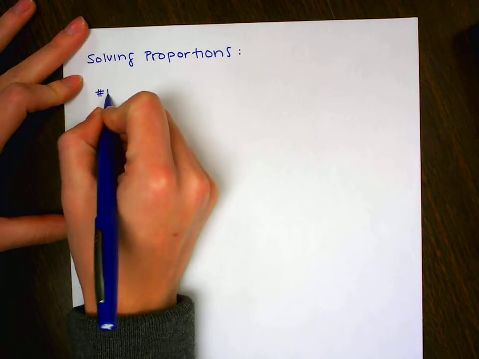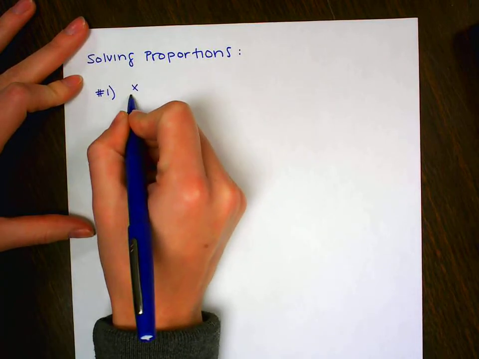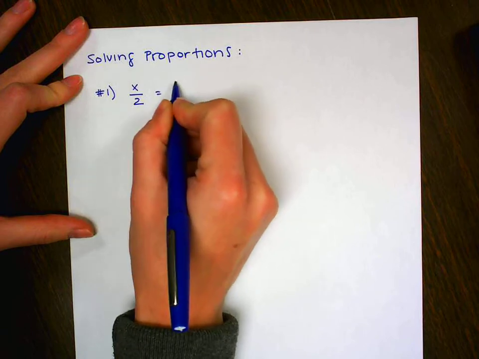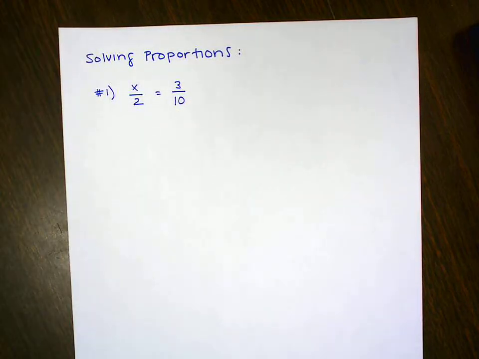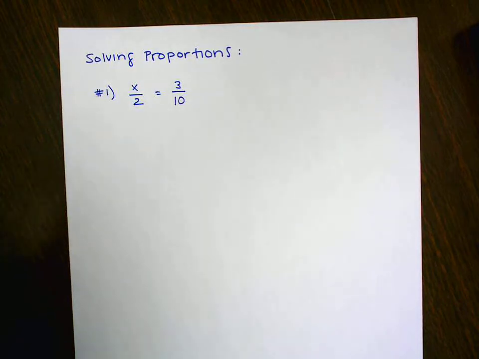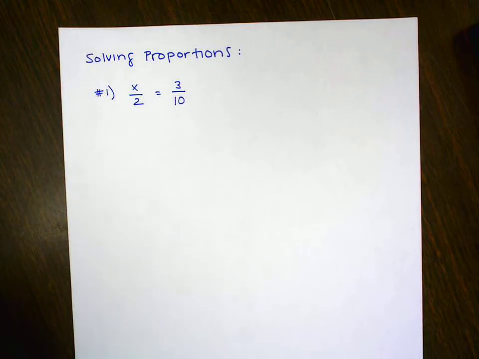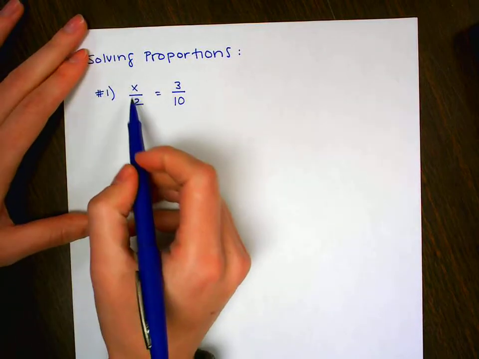And this isn't number 1 from your packet, but this is just an example that we're going to use right now to just review what a proportion is. Okay, so this is saying that x over 2 has to equal 3 over 10. So we want to figure out what the value of x is. Now, in the past, if we wanted to get x by itself, we would multiply both sides by 2.